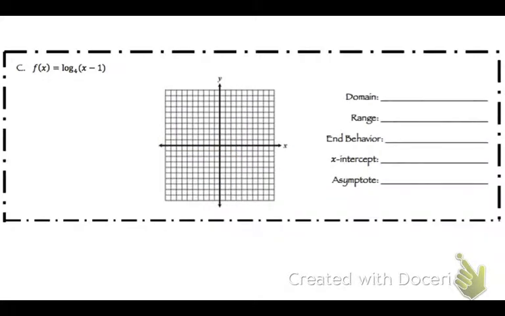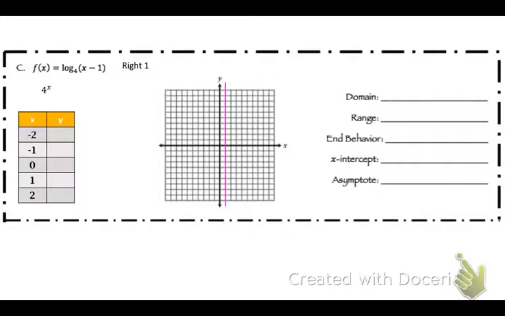Cool? Now let's get into this one. So first, this has a transformation on it. So that -1 moves it right 1. So I'm going to go right 1. I'm going to draw my new axis. Okay, and remember, the axis is only used to plot the points. When you're finding domain, range, end behavior, x-intercept, and asymptote, you go back to the original one.